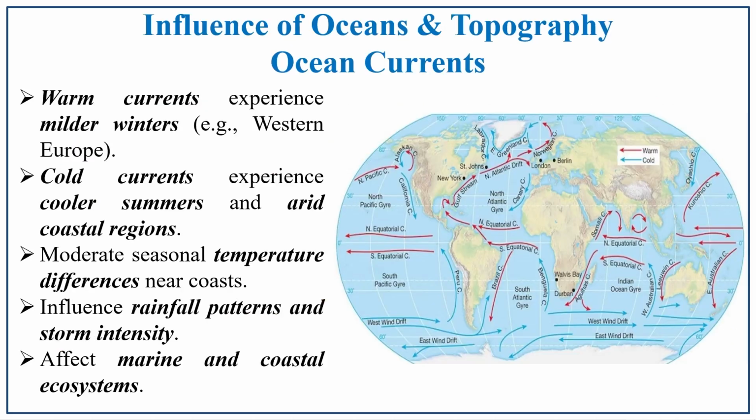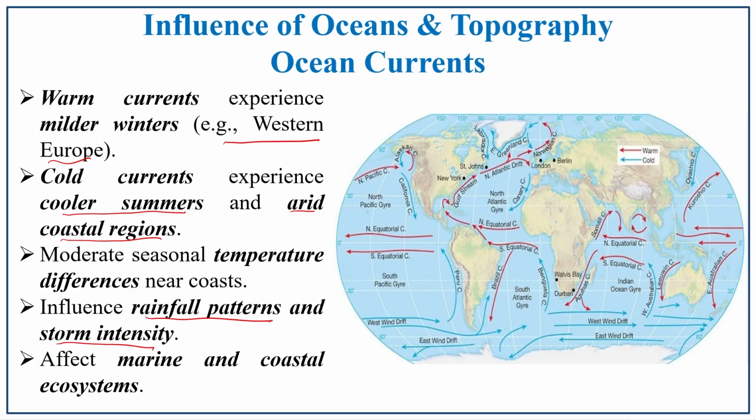The influence of ocean and topography, that is the ocean currents. We all know that there are warm ocean currents and cold ocean currents which influence the climate, that is milder winters with the warm currents experienced in western Europe, and cooler summers and arid coastal regions with the cold currents. The seasonal temperature is moderate near the coast. It influences the rainfall pattern and storm intensity. It also affects the marine and coastal ecosystem.